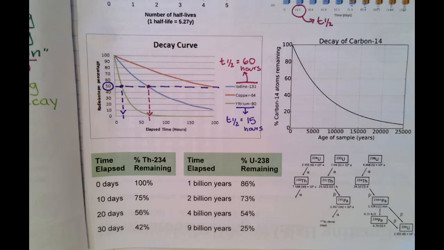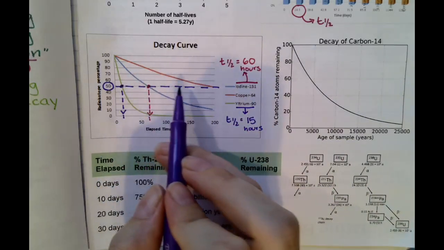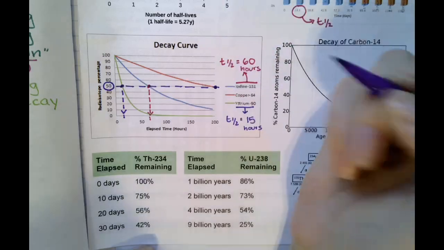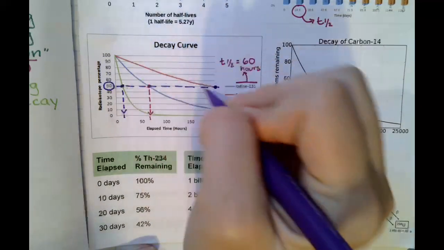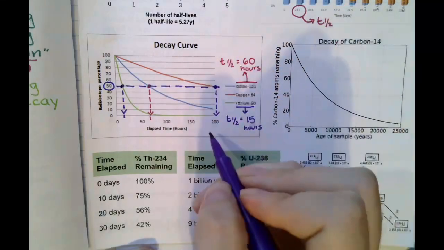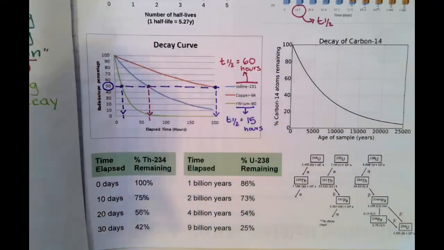Okay, if you've been getting these wrong, you've been struggling with these, take a second, figure out copper-64 again. So the 50% line goes all the way over. This is where my decay curve hits the 50% line. Drawing this down. Looks like about 200 hours for copper-64. So that would be the half-life for that one.